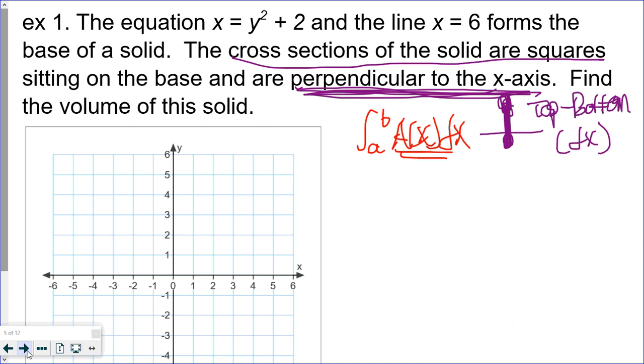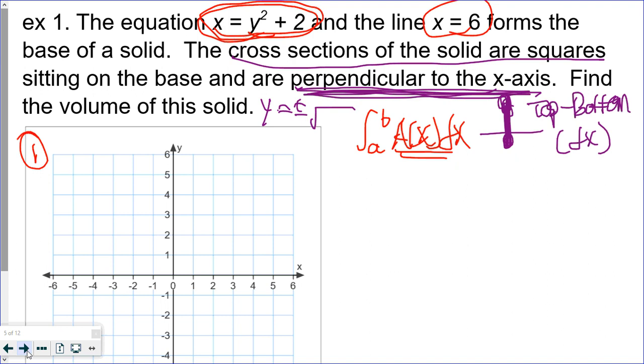Number one is I like to go ahead and sketch my graph. Now I've got two functions here that I'm sketching, x equals y squared plus 2 and x equals 6. So first things first, I would probably get y by itself in this equation to help me graph it. So let's do that. That's y equals plus or minus the square root of x minus 2. All I did was subtract 2 and take the square root. So plus or minus the square root of x minus 2.